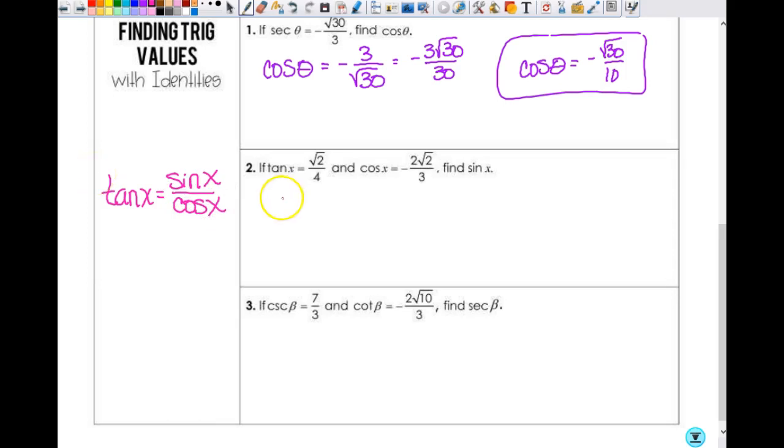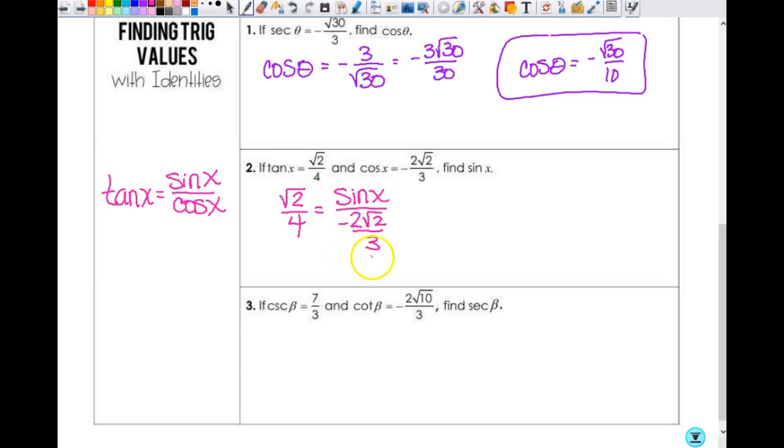Tangent of x is square root of 2 over 4. That's equal to sine of x, which I don't know, over cosine of x, which is negative 2 square root of 2 over 3. So before you go do anything weird with fractions or freak out that you have fractions and fractions, there are no reciprocals involved in this whatsoever. Okay, you just look at this as, what are we trying to get by itself? Sine of x, not even x, just the sine of x, right?